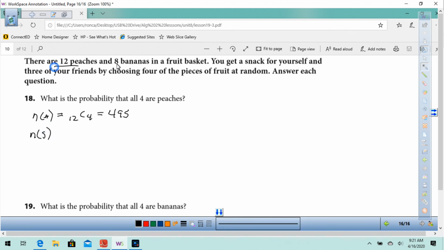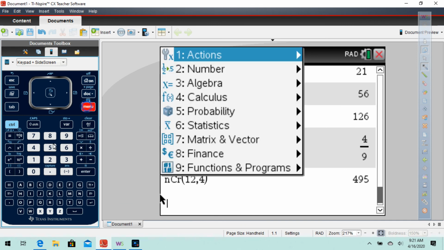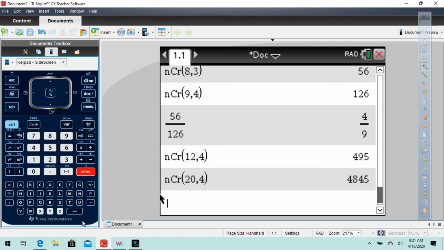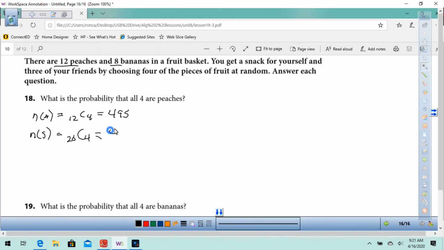How many pieces of fruit are there total? I got 20. So we got 20, and we're still only choosing 4. So 20 choose 4 is 4845. So the probability of 4 peaches would be 495 over 4845.